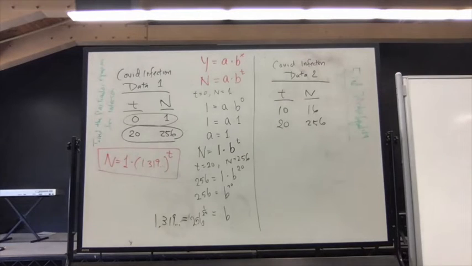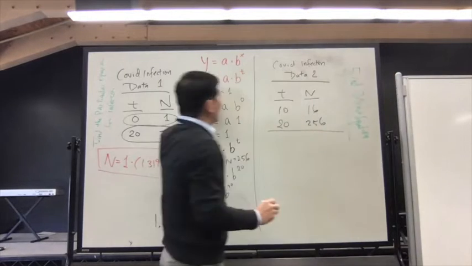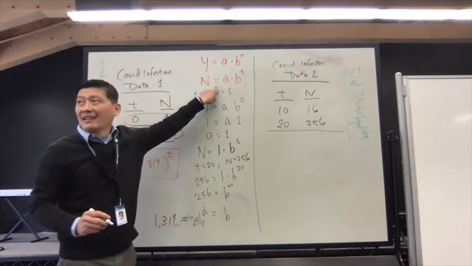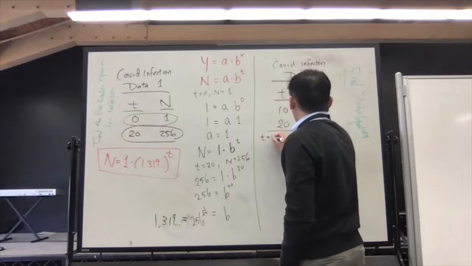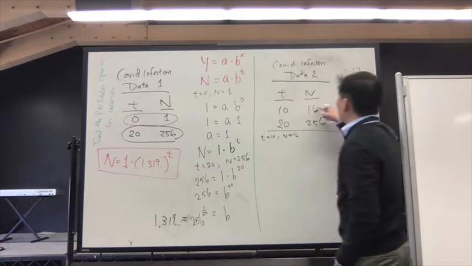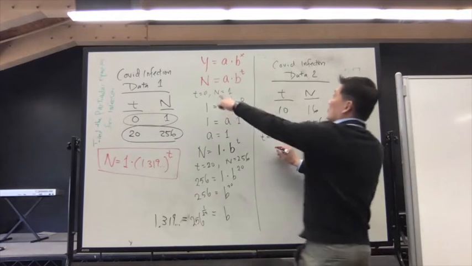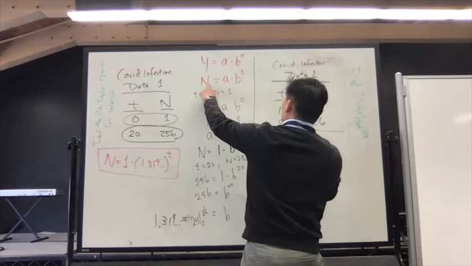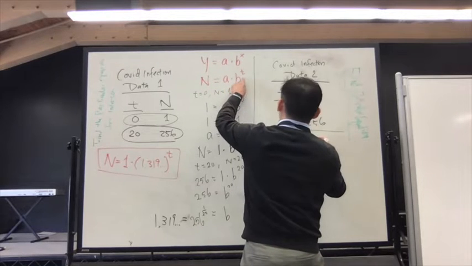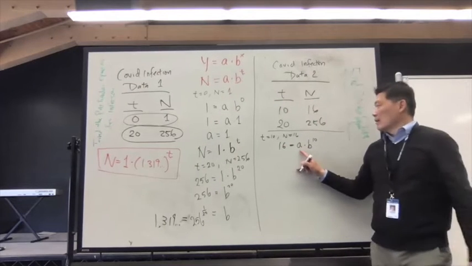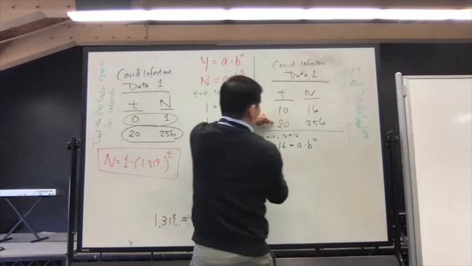So why don't I help you with this now? We're still using this general equation, n is equal to a times b to the t power. So now in this case, we're going to start with t equal to 10, n equal to 16, right? Going back to this equation. So n is equal to 16. A we don't know. B we do not know. T is equal to 10. We have A and B. Can't do it. Okay. Try the next one.